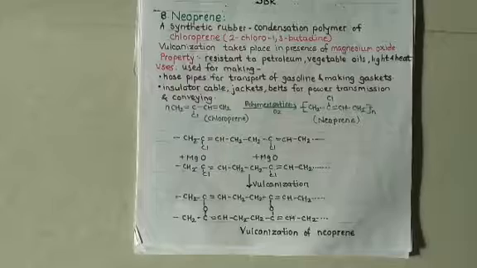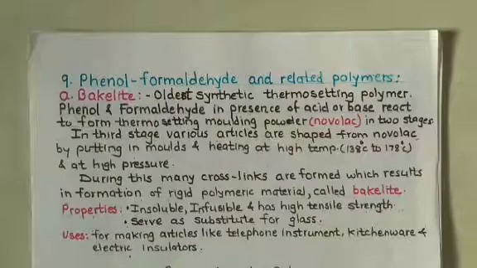Next is phenol, formaldehyde, and its related polymers. In this, first we'll see bakelite. Bakelite is the oldest synthetic and thermosetting polymer. Thermosetting means once it is hardened, it cannot be molded again.